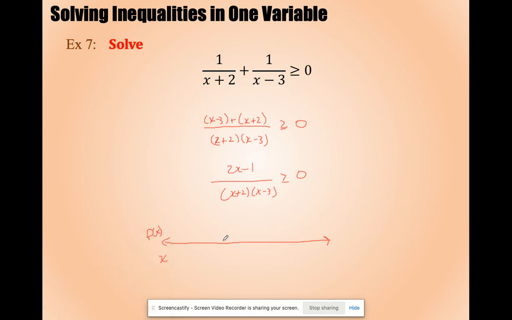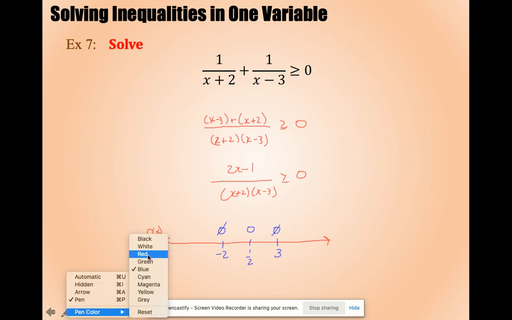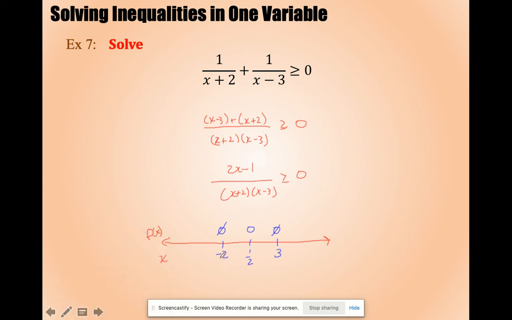I am undefined at -2 and 3. I am 0 at 1/2. Test values: below -2, in between -2 and 1/2, in between 1/2 and 3, and after 3.